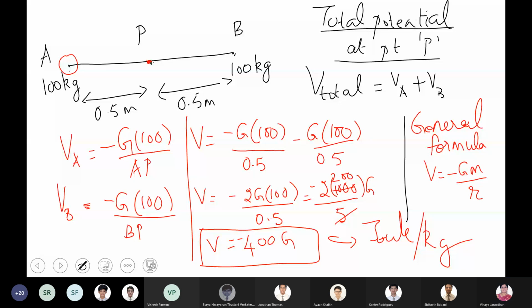6.6 into 10 to the power of minus 11. Yeah, you can go for it. No, you can substitute and do the values. Ma'am, we have to solve further. You need to solve, boys. The value of G is 6.67 into 10 to the power of minus 11.